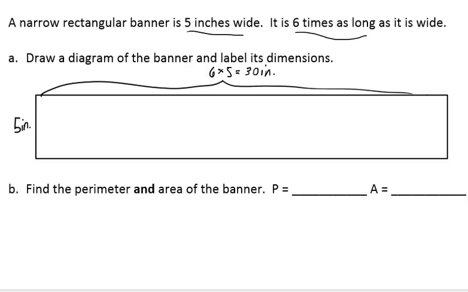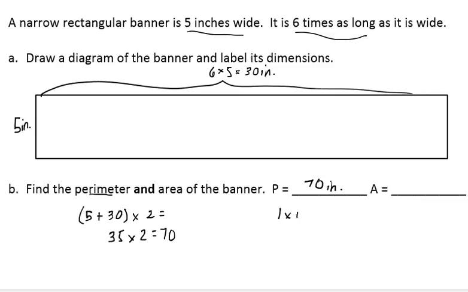In order to find the perimeter, I can take 5 plus 30, my 2 dimensions, and multiply that times 2. 5 plus 30 is 35. 35 times 2 is 70. So my perimeter is 70 inches.